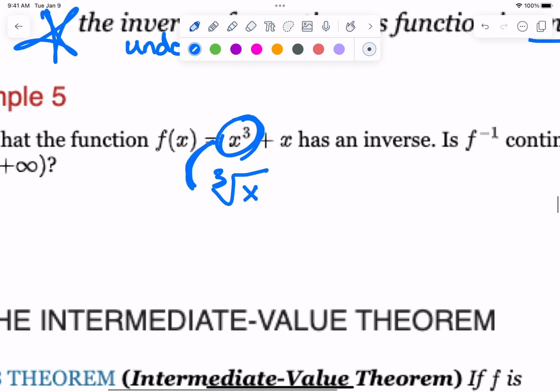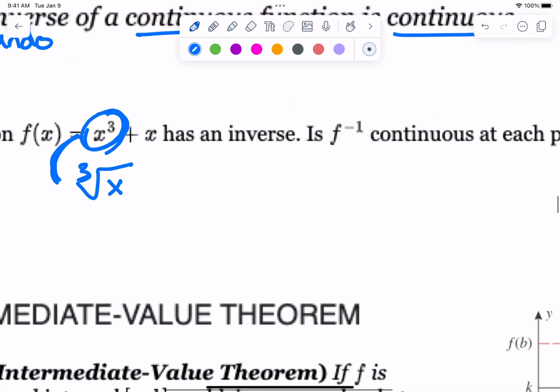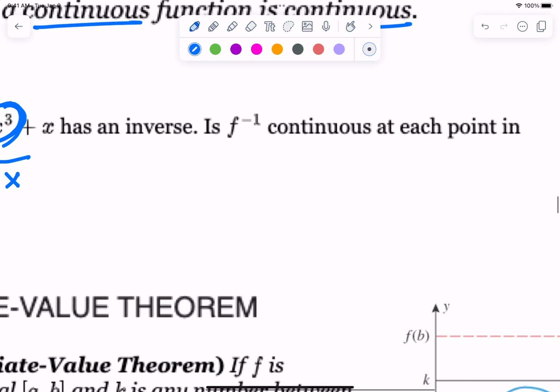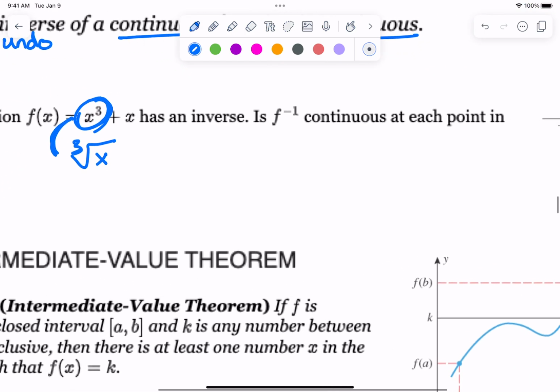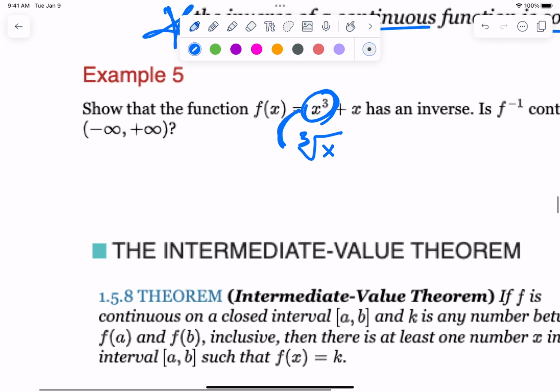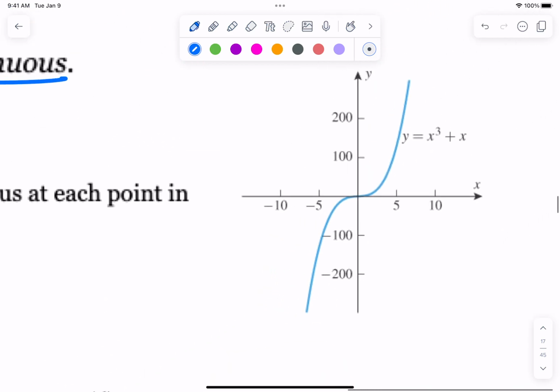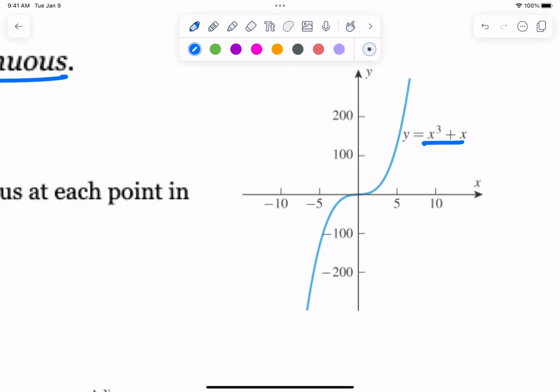Okay, and if it has more on it, we have to find the inverse, and it's a little bit harder. But it says show that the function has an inverse. Its inverse is continuous at each point. Is its inverse continuous at each point? Show that the function has an inverse. How do they want me to show that it has an inverse? I don't know. Let's look at this. This is my function right here. I'll do this a couple different ways.